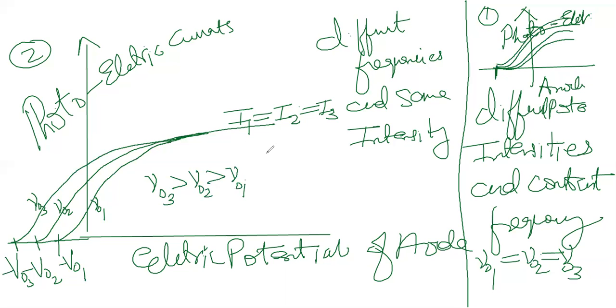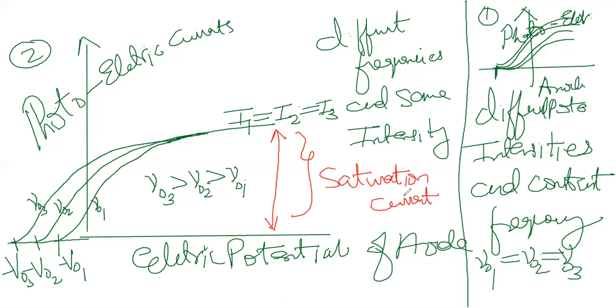Now, this difference is there, no? From here to here, what is the difference called? This is called saturation current.